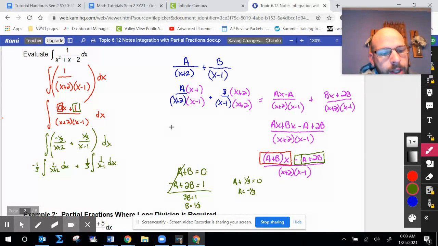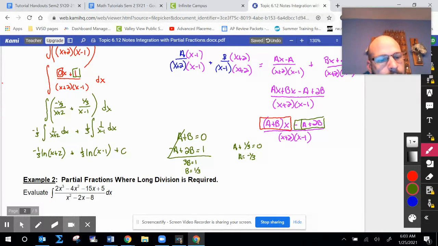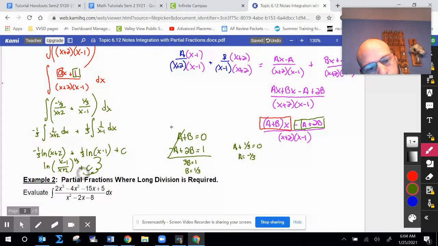Okay, and if I integrate 1 over x plus 2, that's just going to be the natural log of x plus 2, plus 1/3 the natural log of x minus 1, plus c. And now properties of logs say that I can write this as the natural log of x minus 1 over x plus 2, to the 1/3 power. Let's see, this would be my final answer.